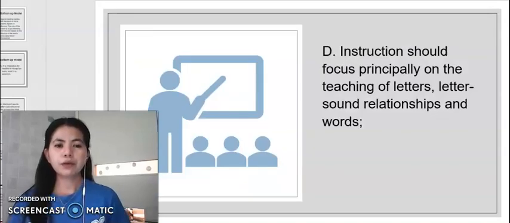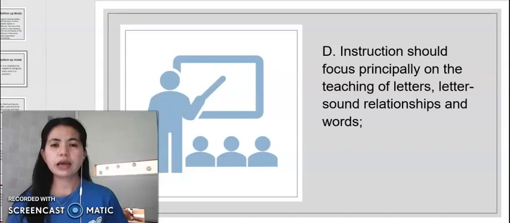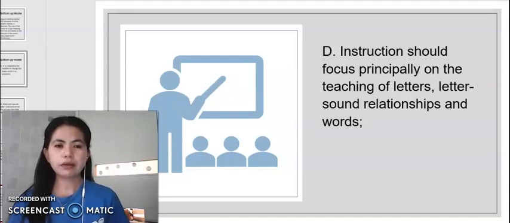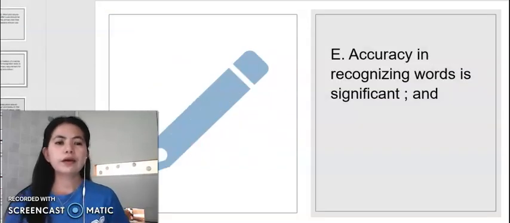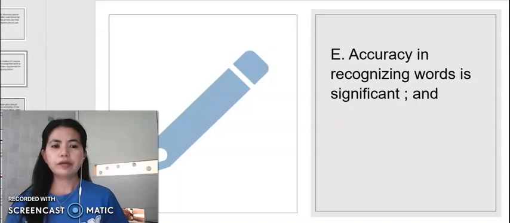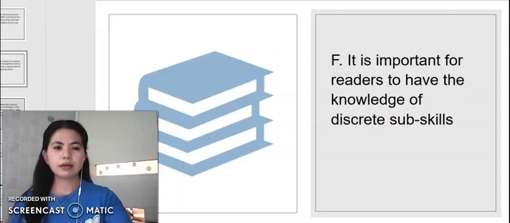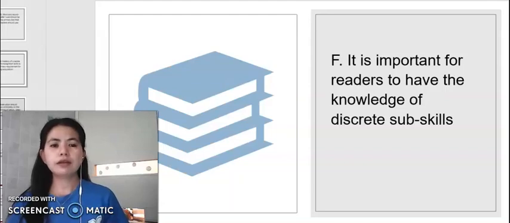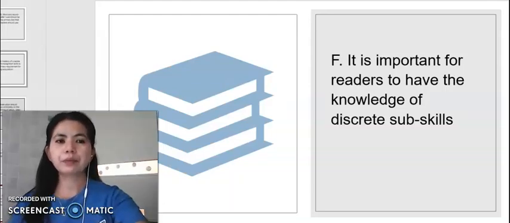Instruction should focus principally on the teaching of letters, letter-sound relationships, and words. So there is a grapheme-phoneme or letter-sound correspondence that is the focus in the bottom-up model. The accuracy in recognizing words is significant, and it is important for readers to have the knowledge of discrete sub-skills.